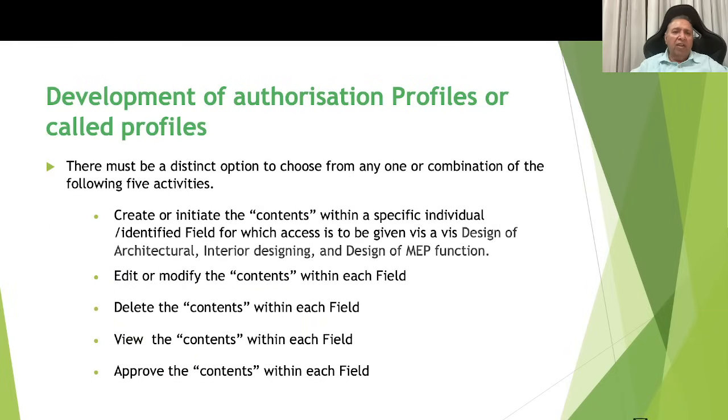Development of authorization profiles, or simply called profiles. There must be a distinct option to choose from any one of the combination of the following 5 activities: creating or initiating the contents with a specific individual identified field for which access is to be given vis-a-vis the design of the architecture, data designing, and design of MV function; editing or modifying the contents of the field; deleting the contents of the field; viewing the contents within each field, and approving the contents within each field.